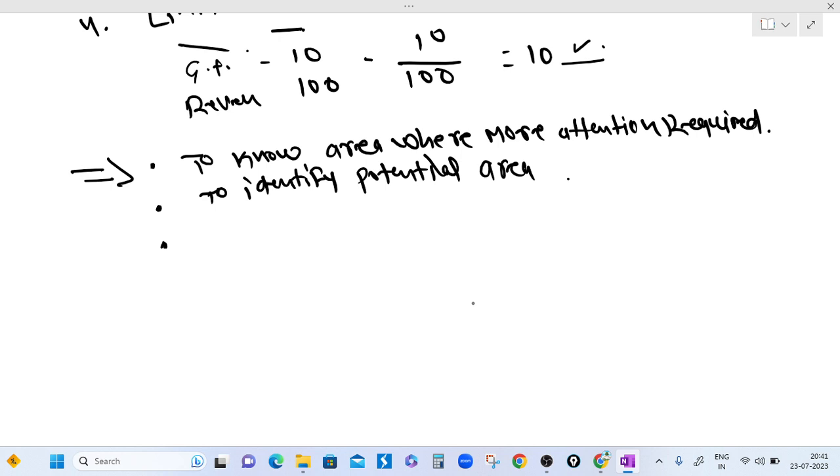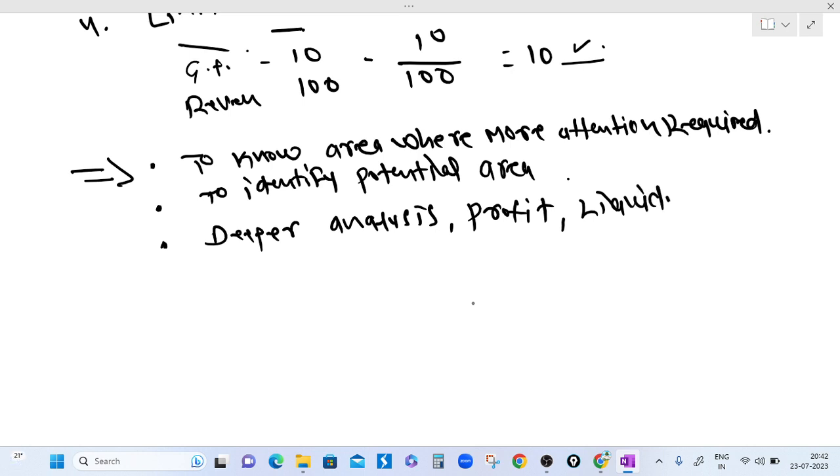And the third objective is to provide a deeper analysis of anything. So if a company does ratio analysis, then this provides a deeper analysis for everything. Okay. For example, profitability, for example, liquidity. If management wants an in-depth analysis, then they do ratio analysis. Okay. So this is the third objective.